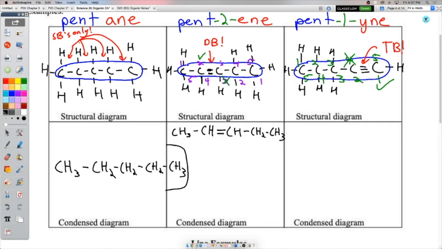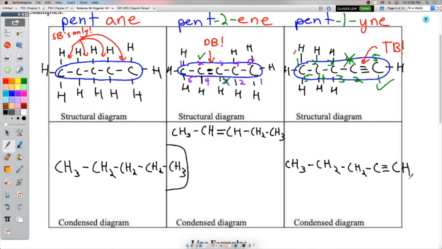Okay, next one. Finally, what do we have here at the beginning? This is a CH3, single bonded to a CH2, single bonded to another CH2, single bonded to just a C. Careful, just a C, right? There's no H's here, but then that C is triple bonded to a CH.